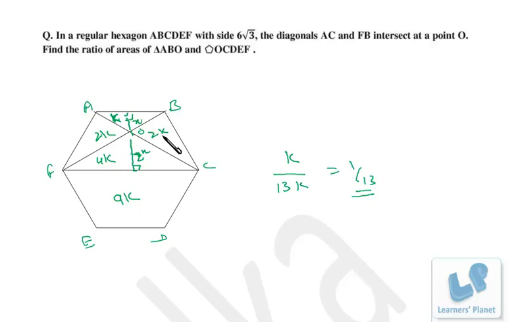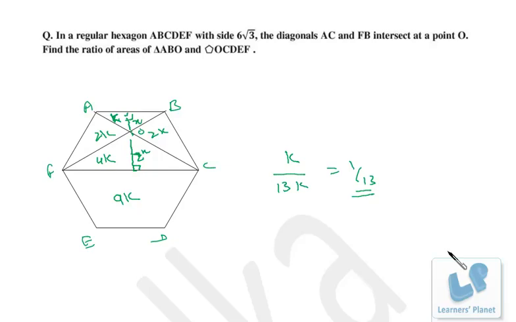So this is the story, and this FC is actually the longest diagonal, that means upper half and bottom half are the same. If it is 9k, it will also be 9k, right? After that, it's very easy. 9k and 4k, 13k, that is the area of this pentagon OCDEF, and area of AOB is k, so the ratio is 1:13. Very simply it can be solved.